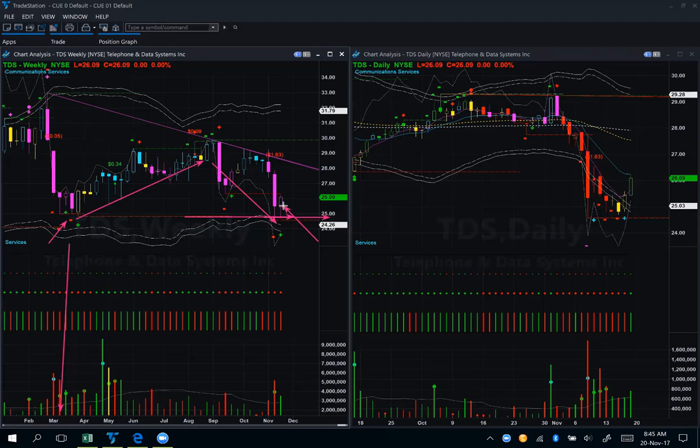This week, it reversed strongly, giving us a bullish shape candle. The candle color is still bearish. That is magenta. We see heavy activity in the weekly chart, pointing to possible exhaustion. In the daily chart, TDS dropped sharply.